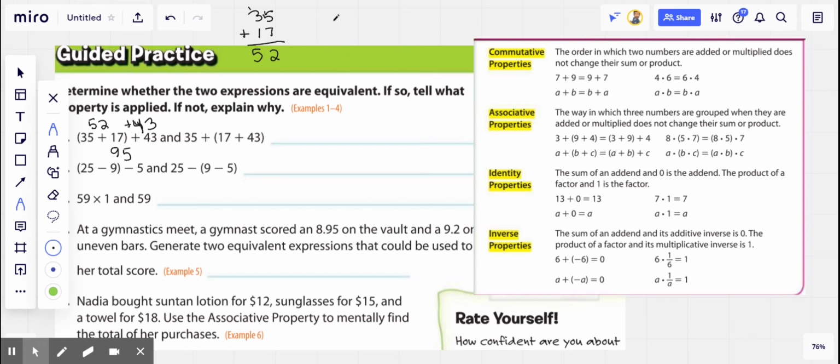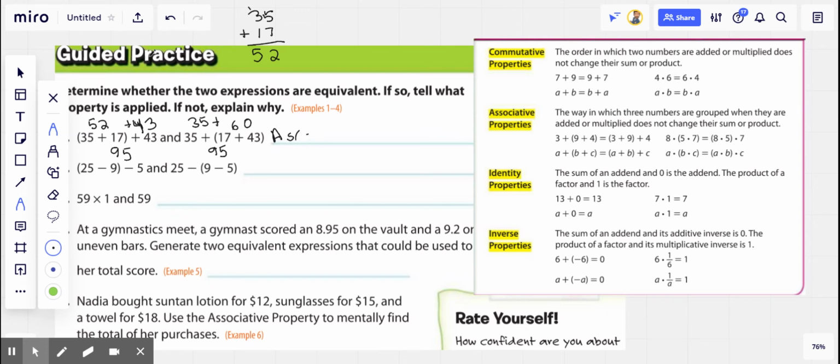Well, what is 17 plus 43? 60. Good job. So 35 plus 60 is 95. So they are equivalent. And what property were they using? Well, the only property that talks about grouping three numbers is the associative property. That's the only one that we group three numbers with. So that's the associative property. That's what was applied.